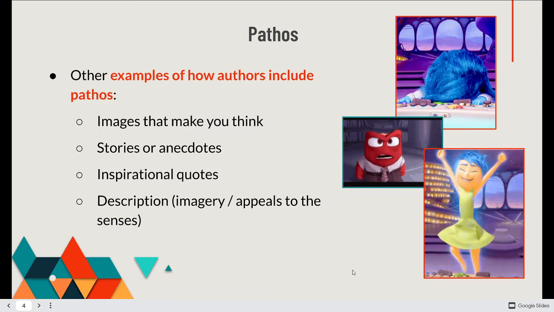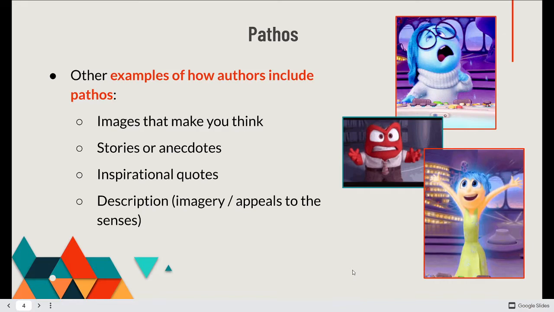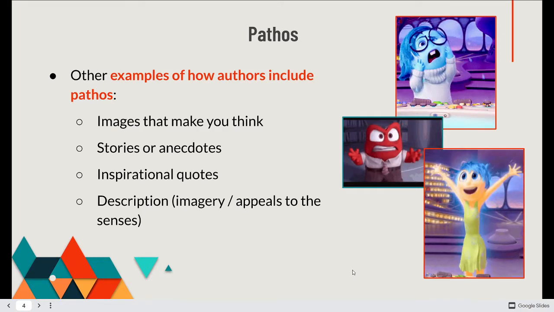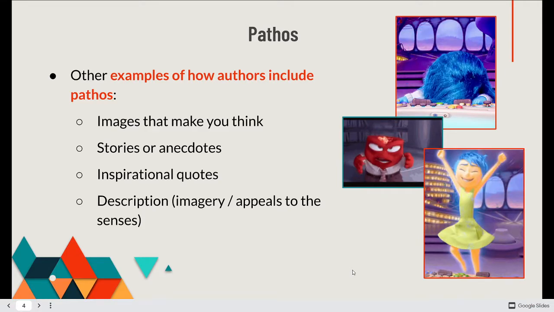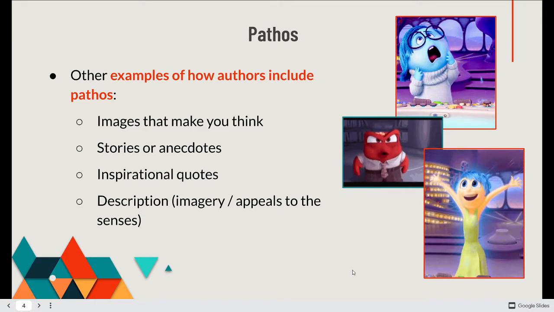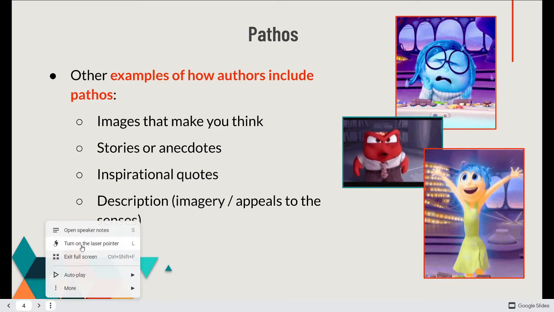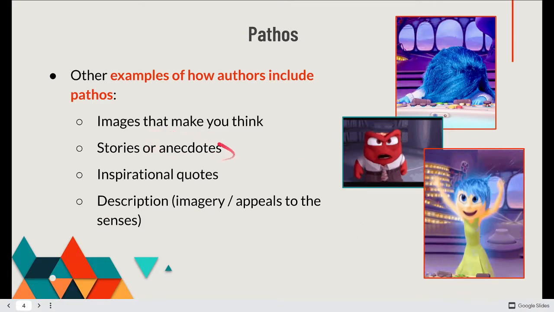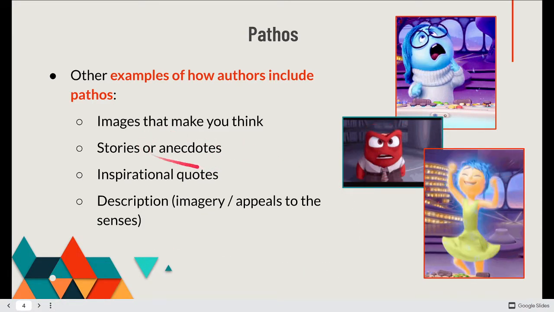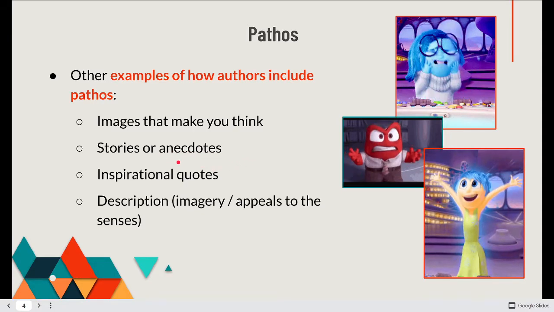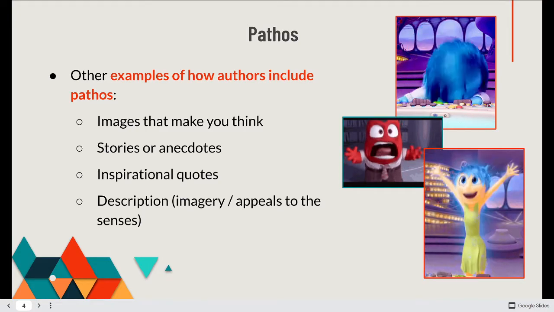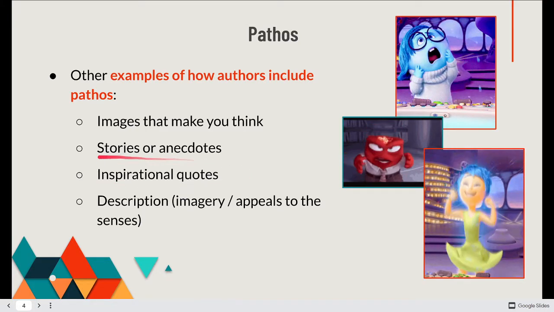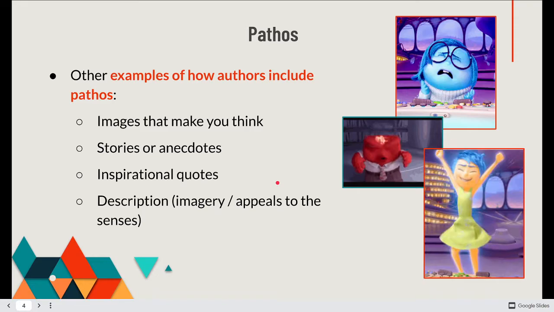Here are some examples of how authors include pathos in their writing. They might provide you with pictures that really get you thinking. They might provide meaningful stories or anecdotes. When we're talking about anecdotes, we're talking about our own testimony, our own stories. It's when we get to share our feelings and our experiences with others to put them in our shoes a little bit. We might also use inspirational quotes to trigger people's heartstrings.